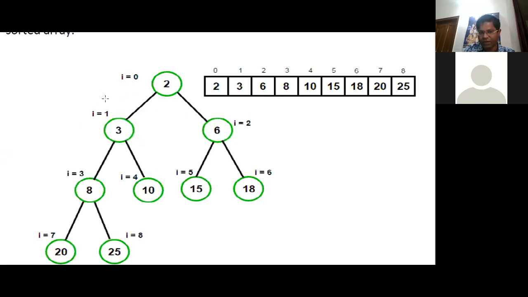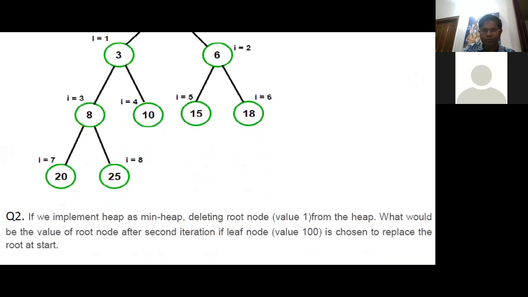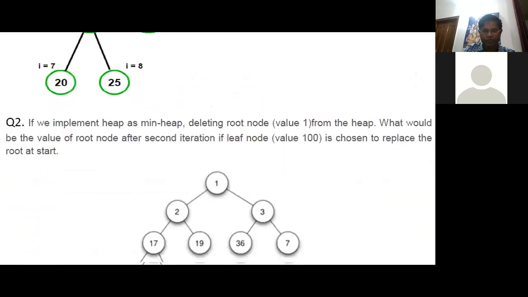After satisfying all the properties, you have to keep on replacing the root element with the leaf element one by one till all the elements of the nodes are removed from the tree. When the last node is remaining, you have sorted the array, and that is the sorted representation in the form of heap sort. So this is the first question that you have to do.